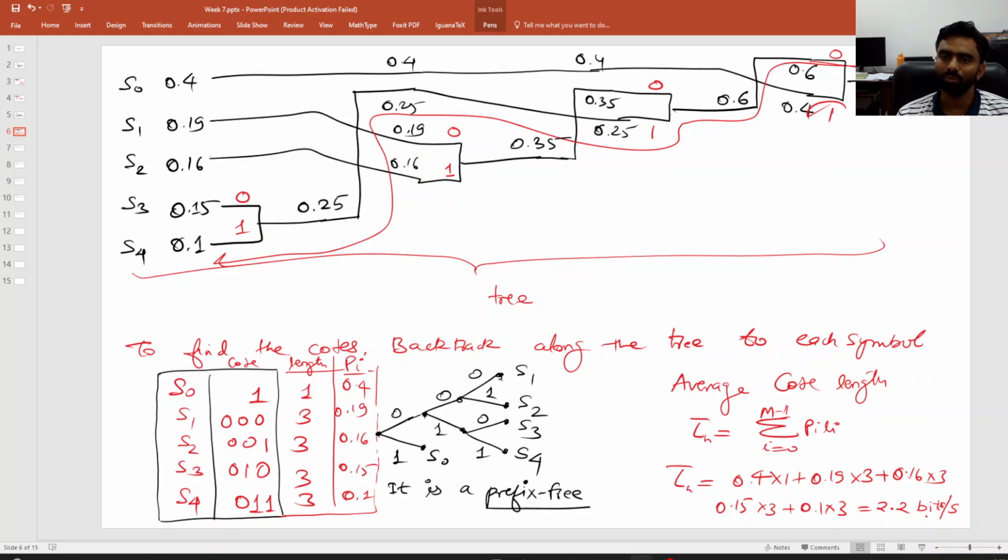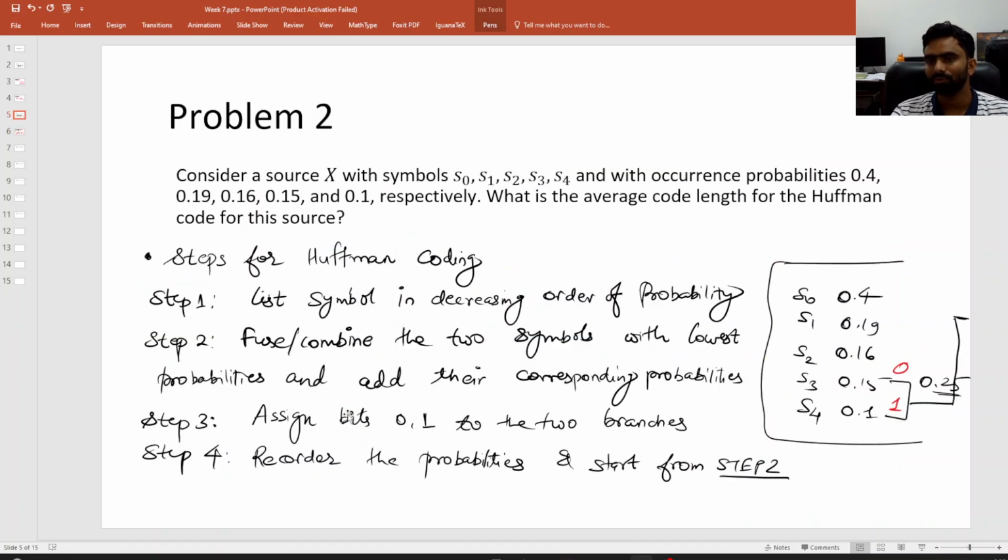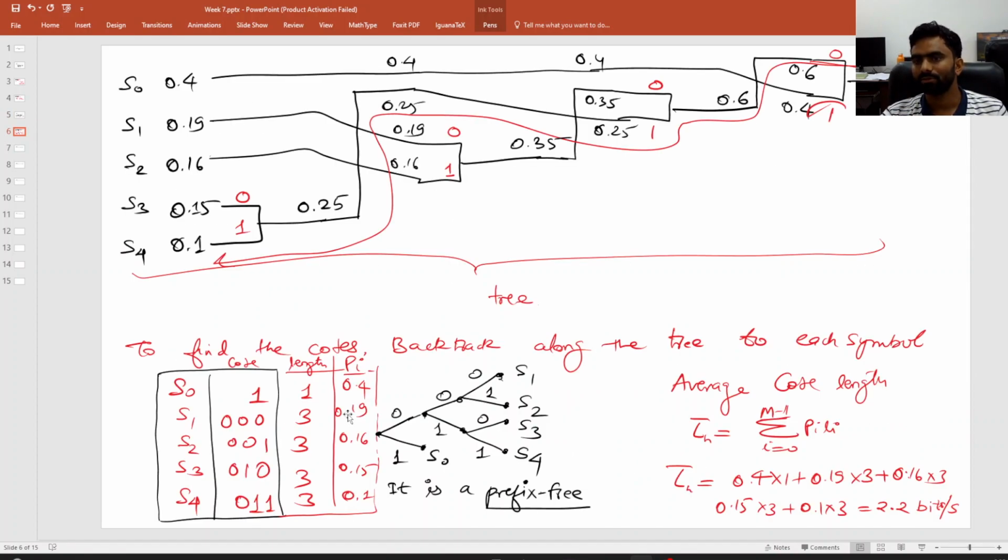So we have found the codes. We have found the lengths. We have also shown a binary tree representation for the Huffman code, and found the average code length. How to find the average code length? Okay, so this was problem number 2. Is there any doubt in this one, or shall we move to the next question?